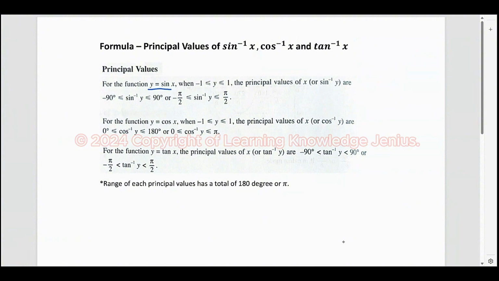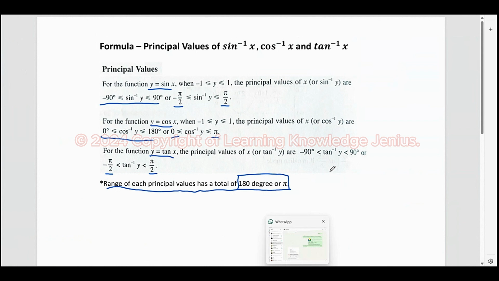For the sine, the principal value will be between negative 90 to 90, or if you write in radian mode, negative pi over 2 to pi over 2. For the cosine, it will instead be between 0 to 180, which in radians is 0 to pi. And the tangent will be between negative pi over 2 to pi over 2. If you pay attention, you realize that the range of each principal value has a total of 180 degrees, or pi.